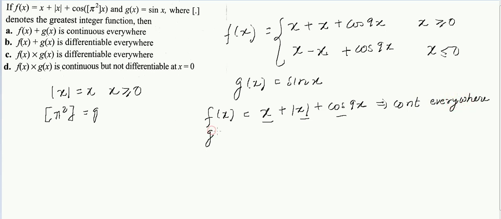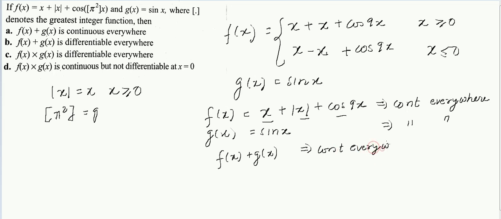While g of x is a sine function, and hence the sine function is known to be continuous everywhere. Now by using the properties of continuous functions, we know that the sum of two continuous functions will always be continuous. So f of x plus g of x will also be continuous everywhere, right? So we didn't really need this definition of f of x in this part. This was easy to solve, and hence f of x plus g of x is continuous everywhere. So first option A is correct.